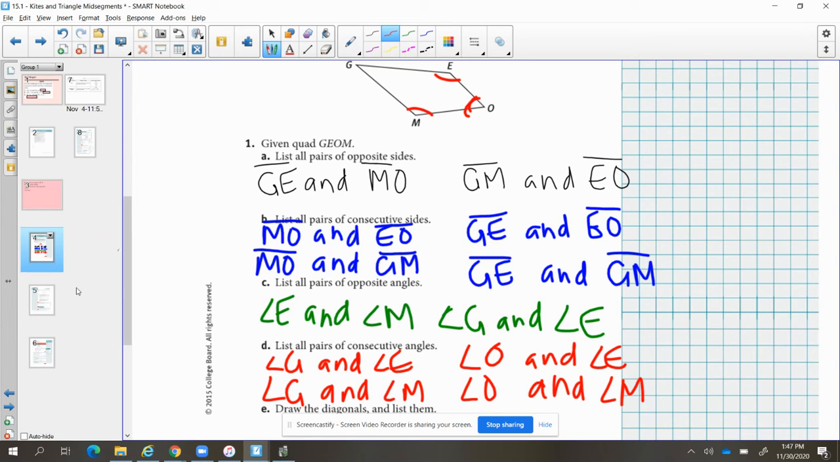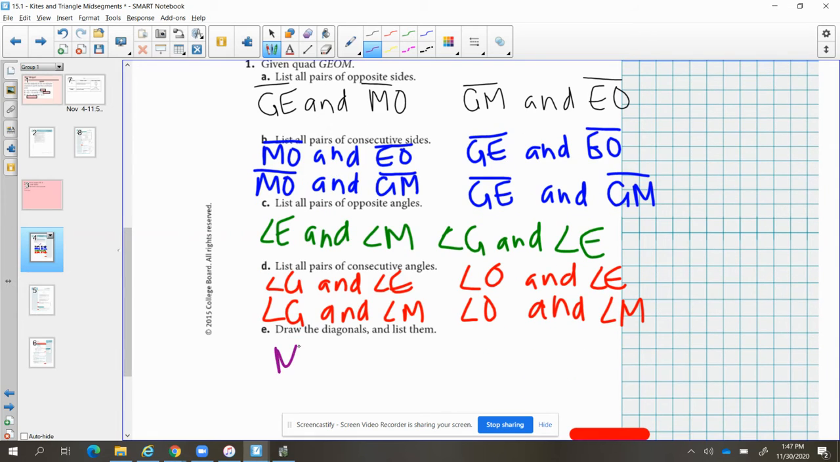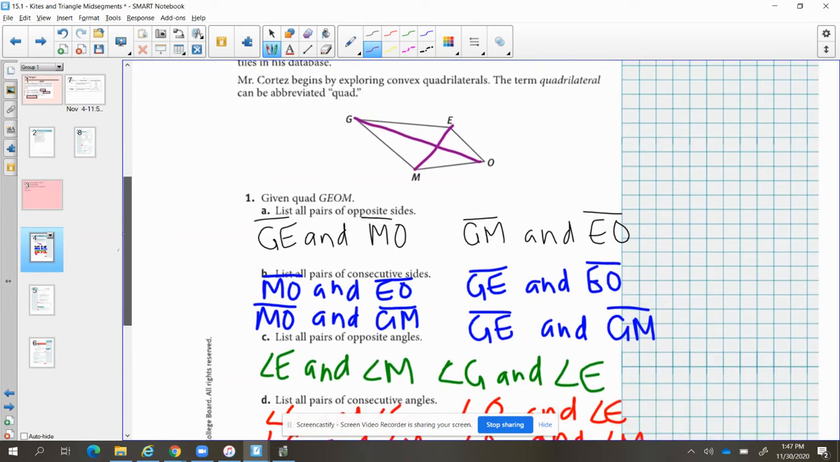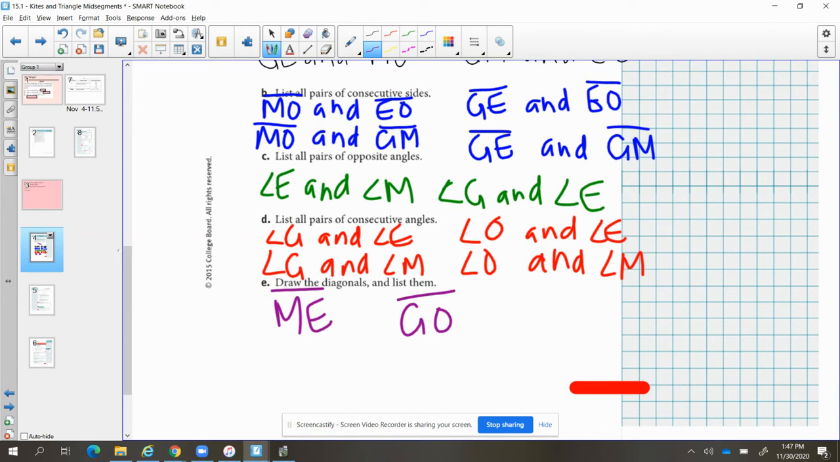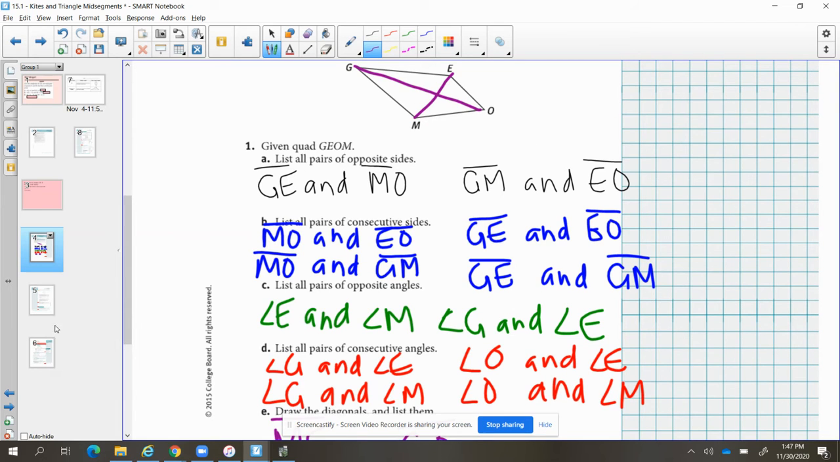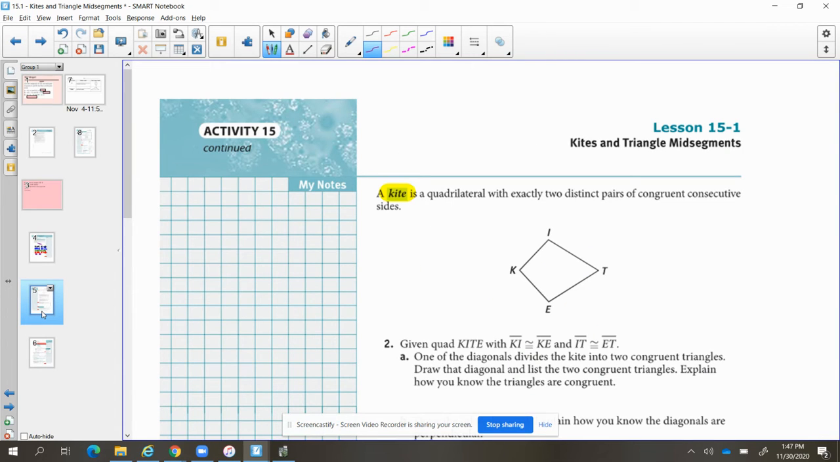All right, now the last piece of this is looking at the diagonals. So we officially have two diagonals, okay? One of them is segment ME, and the other diagonal is GO. The diagonals are connecting those opposite vertices. So we have two of them in here, and again, they're the ones that are crisscrossing across each other, connecting those opposite angles. Now, a kite is a quadrilateral with exactly two pairs of congruent consecutive sides, okay?